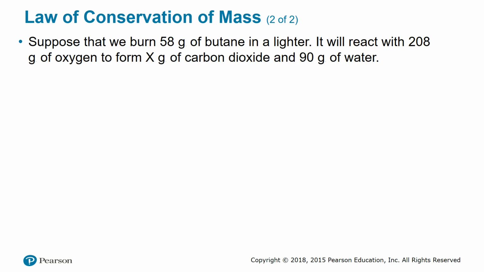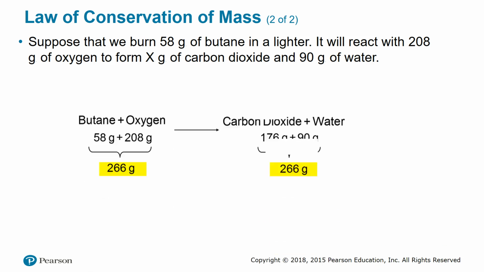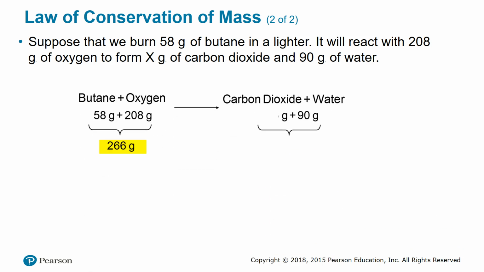So I'm going to present a chemical reaction and just kind of show you how some things are written on it. So here would be like a prompt of it. It says, suppose we burn 58 grams of butane in a lighter. It will react with 208 grams of oxygen to form a certain number of grams of carbon dioxide and 90 grams of water. So looking at this, how we would show it in this class. All right. So we have butane plus oxygen, and that's 58 grams of butane, 208 grams of oxygen. So that's a total mass of 266 grams.